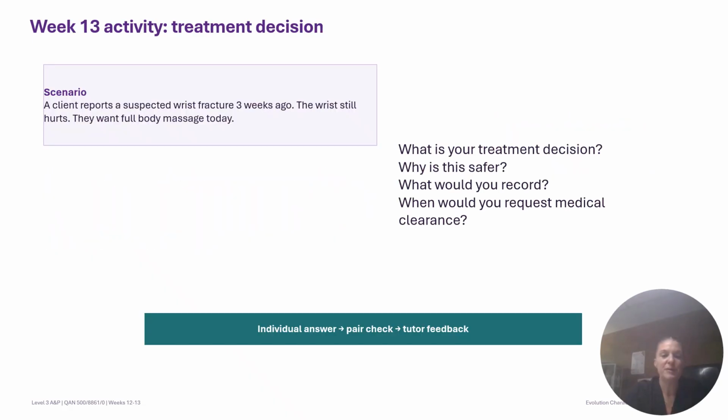Simple as that. So, treatment decision scenario. A client reports a suspected wrist fracture from 3 weeks ago. Their wrist still hurts. They want a full body massage today. Number one, what is your treatment decision? Are you going to treat them? Yes, you are. It's a fractured wrist.